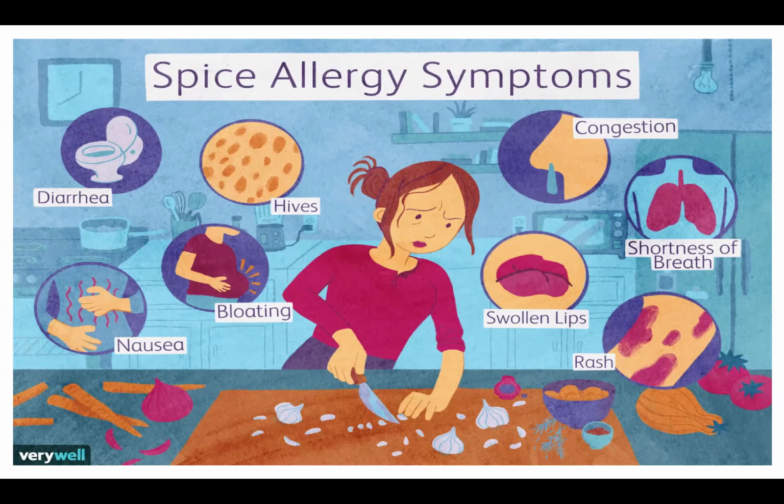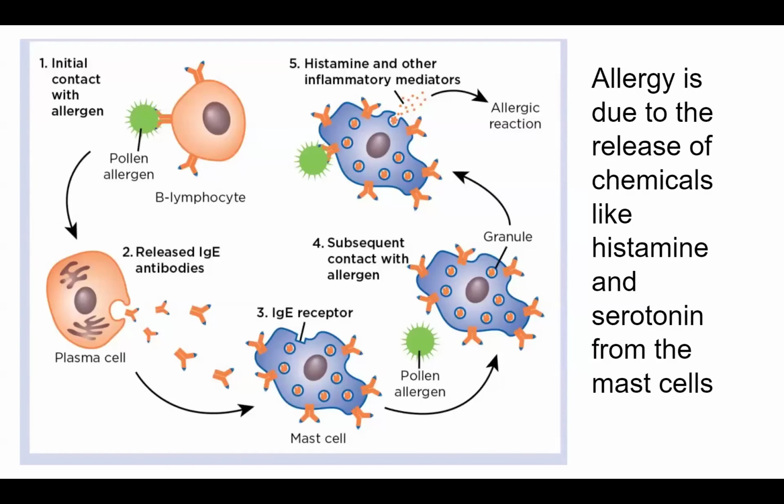So here, what is the allergen? The allergen is the spice. And the allergy, what are the symptoms of allergy? Are all these things that I've talked to you about. Now, allergy, I told you, is due to some release of chemicals like histamine, serotonin from the mast cell.